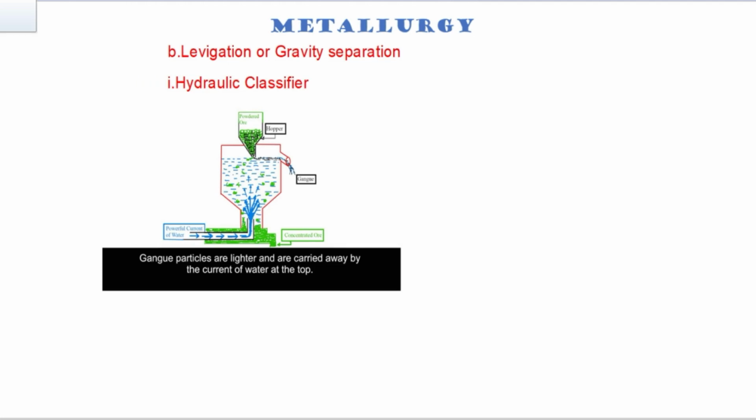In the hydraulic classifier, the finely powdered form of ore is dropped into a conical reservoir, and this is called the hydraulic classifier. A powerful stream of water is introduced from the bottom of the reservoir. The gangue, being lighter, is carried away by water, and the heavier ore particles accumulate at the apex of the cone. The conical shape of the reservoir helps in reducing the velocity of water and thus prevents the ore particles from being carried away along with the stream of water.